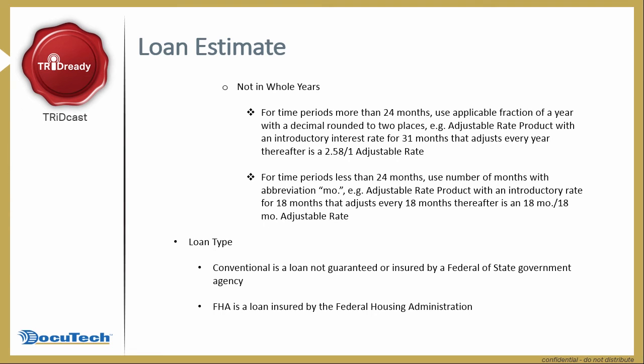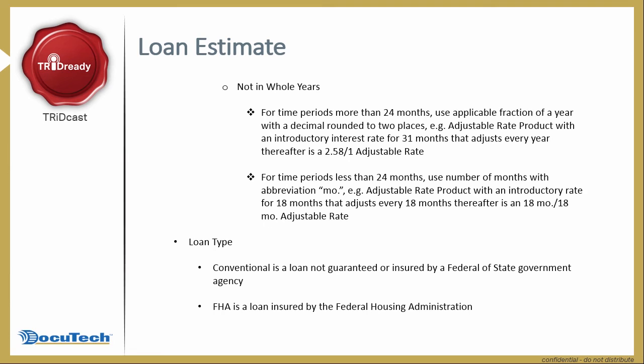The next circumstance that we're going to look at is where you've got a loan for time periods of less than 24 months. In this circumstance, you're going to disclose the number of months with the abbreviation MO period, like we did earlier in the document. So let's take a look at this situation. You've got an adjustable rate product with an introductory rate for 18 months that adjusts every 18 months thereafter. How would you disclose?